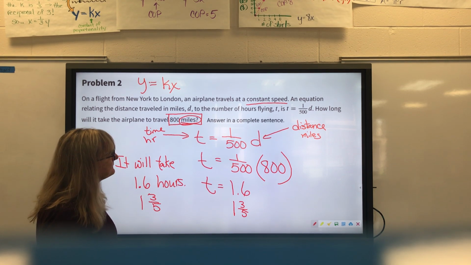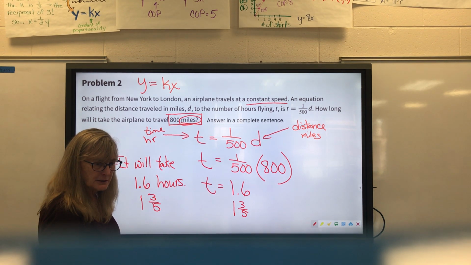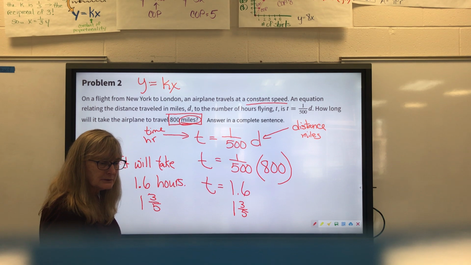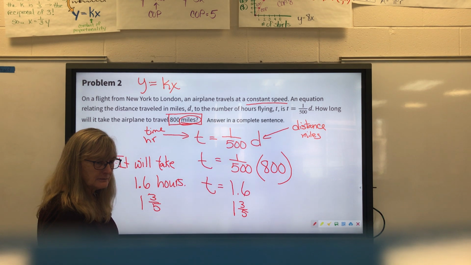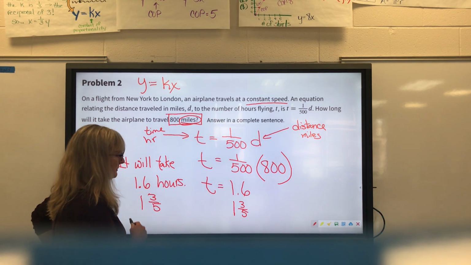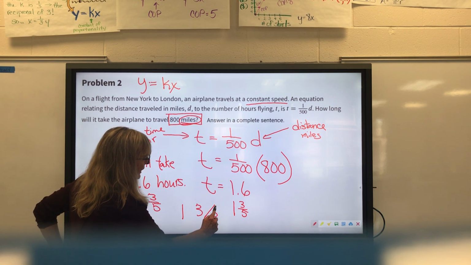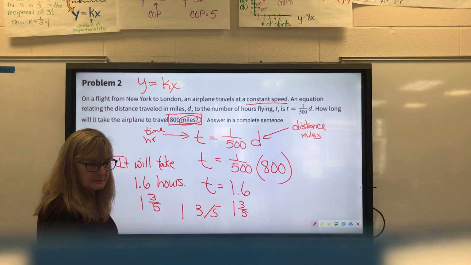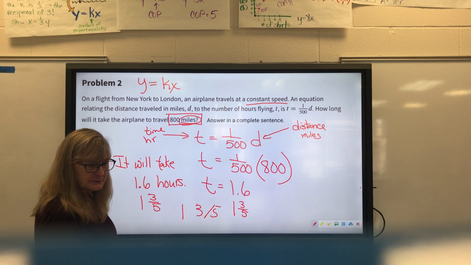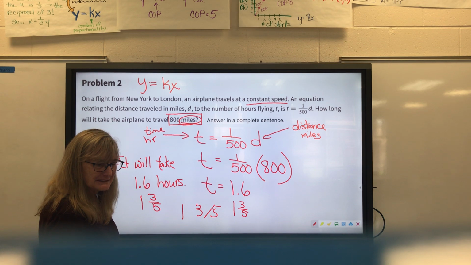Okay. All right. Any other questions for me? Yes, Chloe. So if we put it as a fraction, does it have to be improper? It can be, or you can put it in there as 1 space 3/5. Okay. Any other questions? So basically, it's 1.6 hours. It is. It's not basically, it is 1.6 hours.